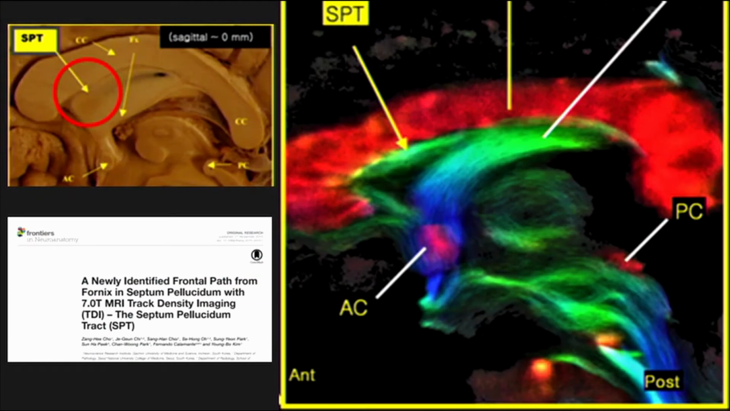One of the newest studies actually has a very elegant picture that shows the corpus callosum in red, the fornix in green as the body, and then diving down in blue as the column, and the anterior commissure in pink. They have identified that there is a frontal path from the fornix within the septum pellucidum. So it is not simply a membrane with no function. We are just now learning what the function of the septum pellucidum is.